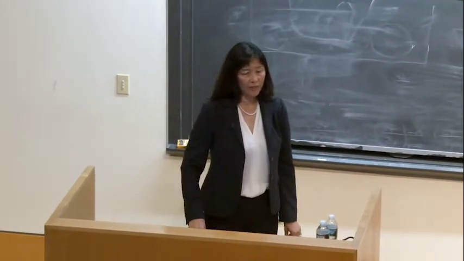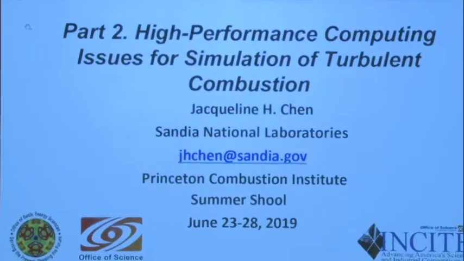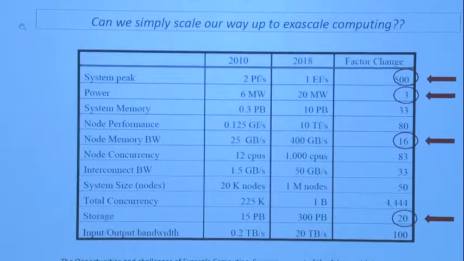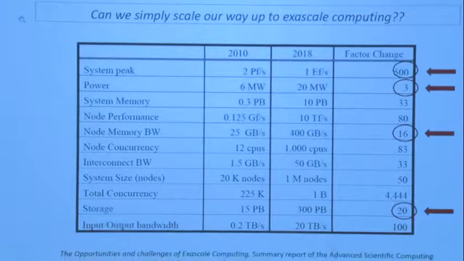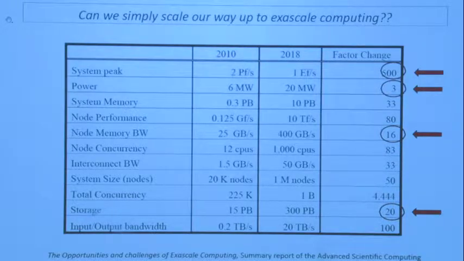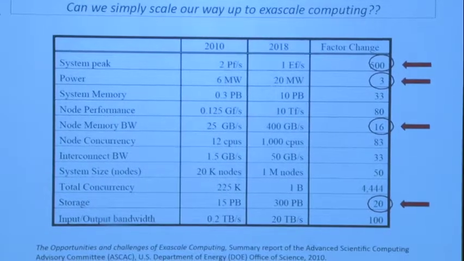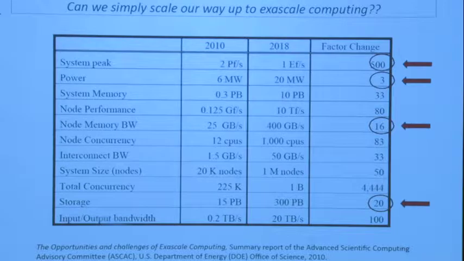So this second part addresses some of the high-performance computing issues for CFD simulations, in this case, turbulent combustion. About 10 years ago, there was an issue of whether we could scale directly from the petaflops machines in 2010 to exaflop machines, 10 to the 18 floating point operations per second, in the 2020 time frame. That would represent about a 500-fold peak increase in performance.